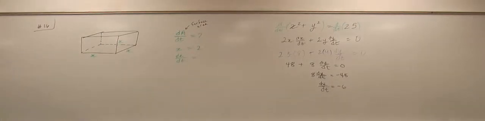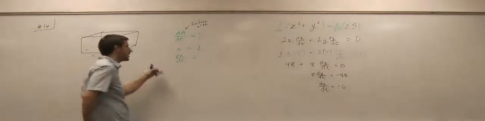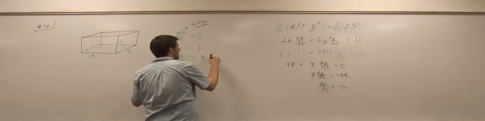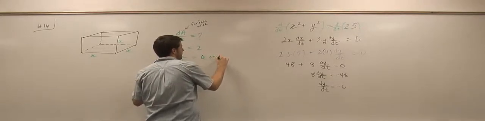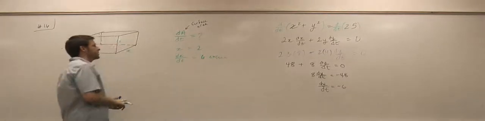Let me read it again. All edges of a cube are expanding at 6 centimeters per second. How fast is the surface area changing when each edge is 2 centimeters? So what should dx dt be? 6 centimeters per second tells you that's a rate. Since the edges are expanding at 6 centimeters per second, you know that should be dx dt.